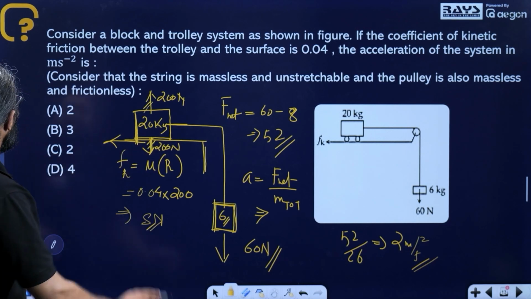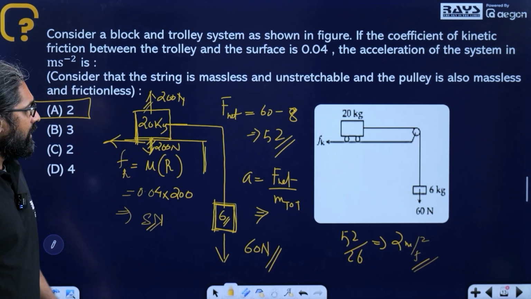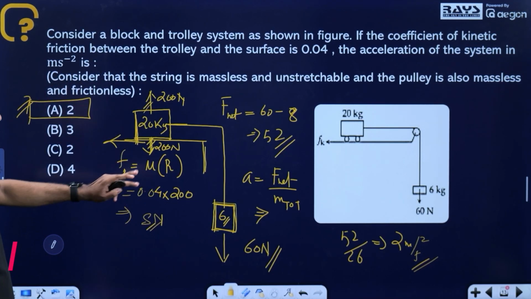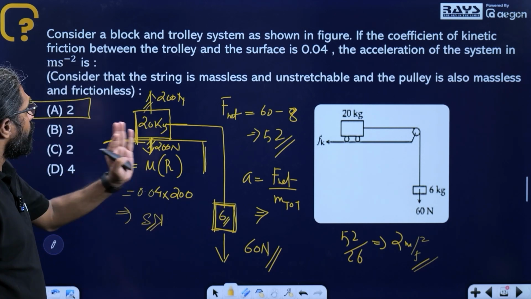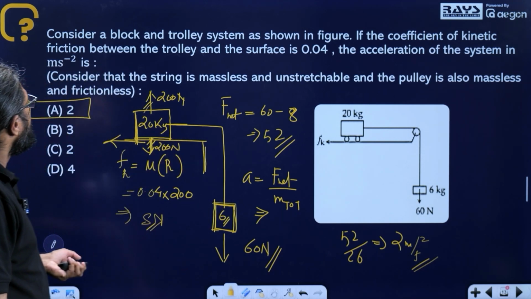So we have our answer as 2 here. Option A is the correct one. That's how we solve it. Now, it's a very simple question. You don't have to evaluate tensions here. It is much more straightforward than you might imagine in the first place. Now, the next one.